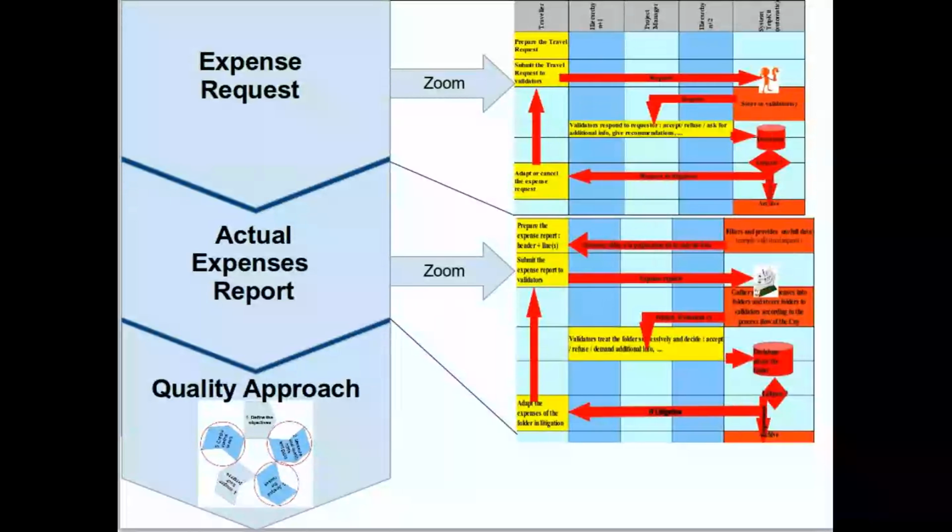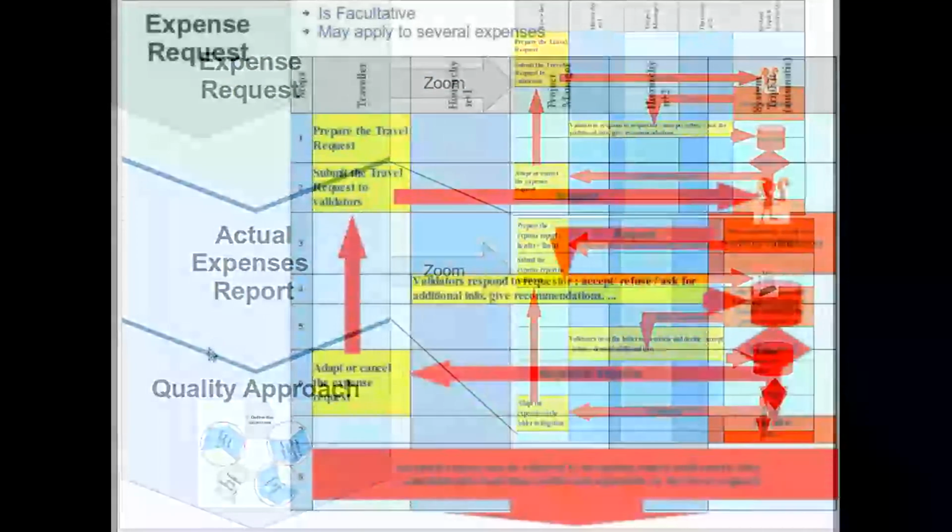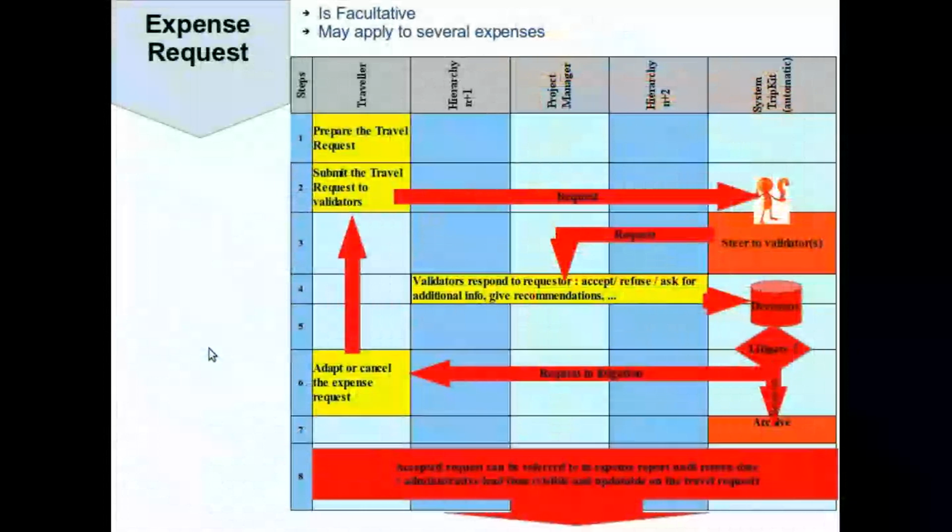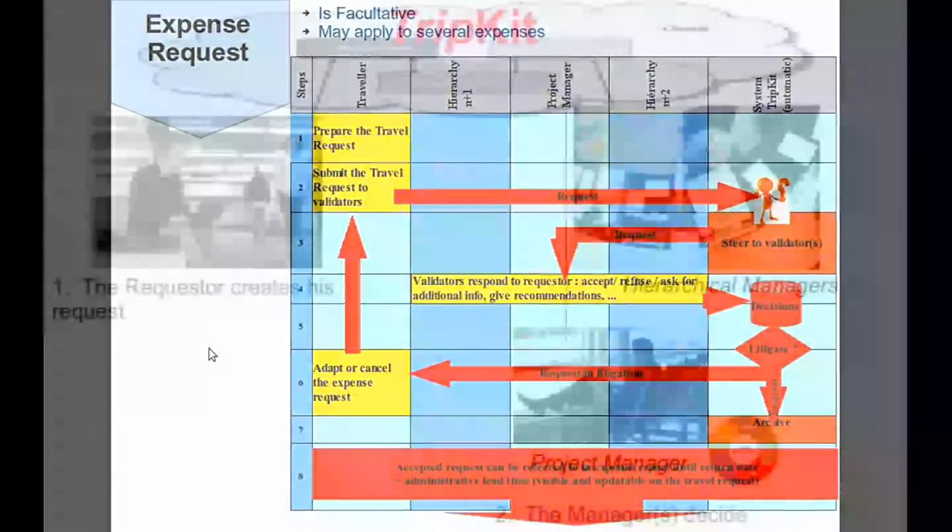Before presenting one by one each of those 3 activities, I'd like to stress 2 points about expense requests. Firstly, requests are facultative. Secondly, requests may apply for several expenses. This allows, for instance, to use a single request for the whole duration of a project. Now let's have a look on the request process.